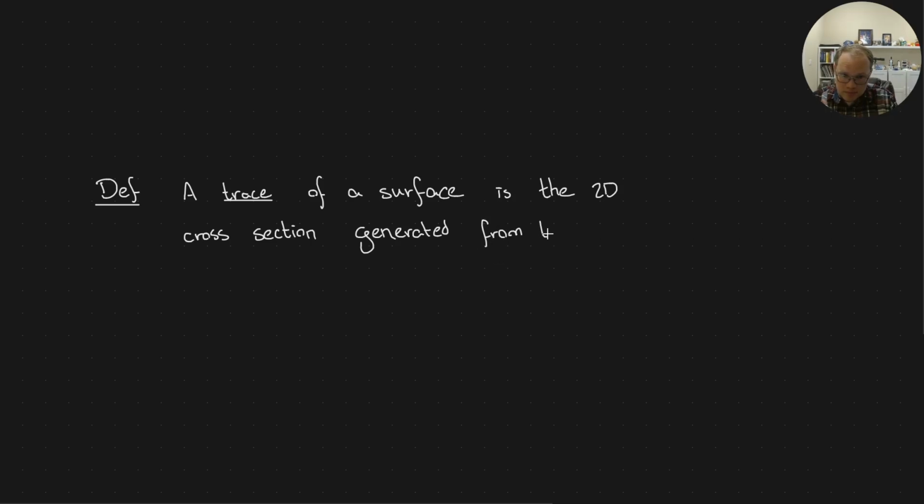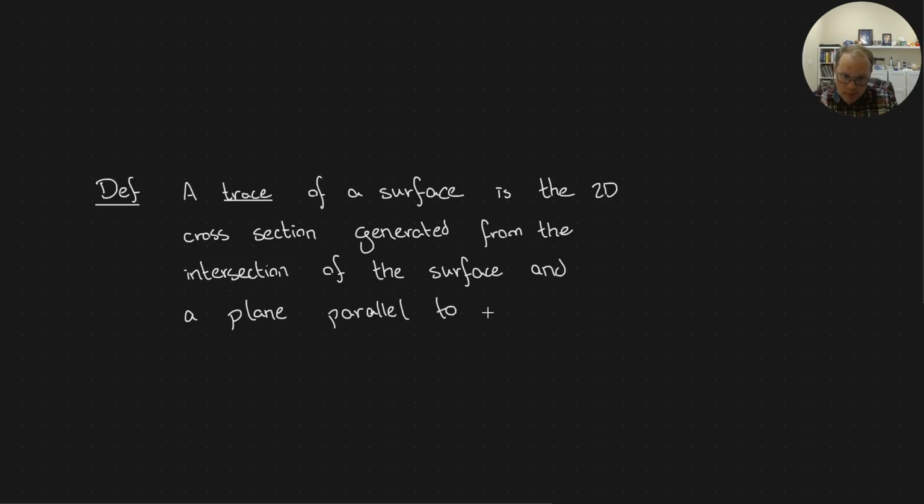A trace of a surface is the 2D cross section generated from the intersection of the surface and a plane parallel to one of the coordinate planes.